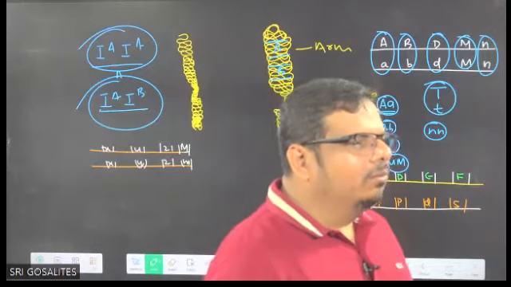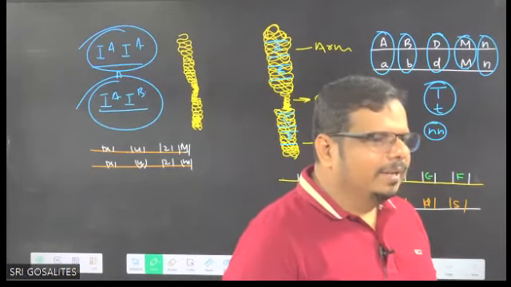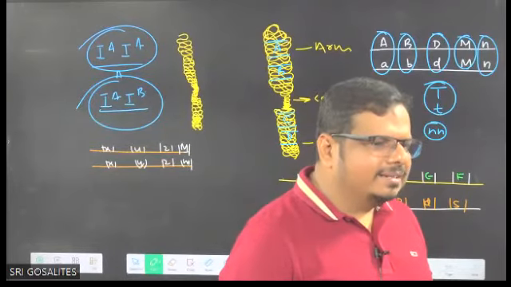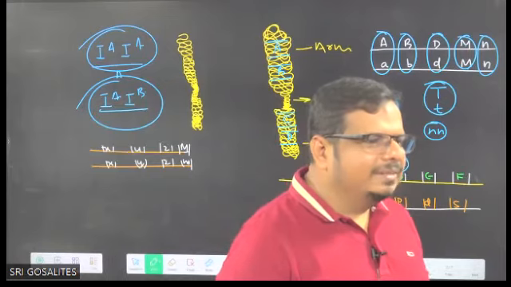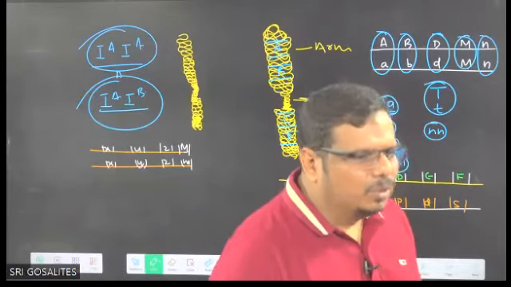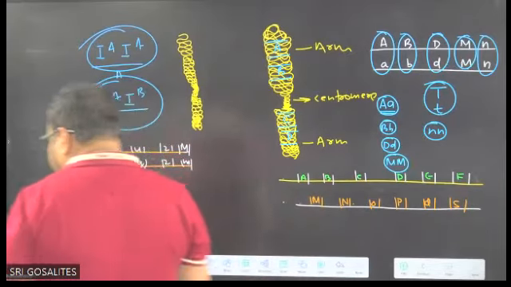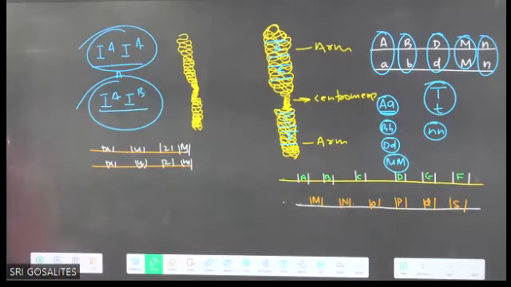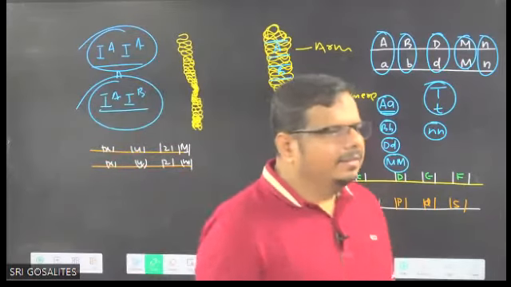So you know now homozygous, heterozygous also. When both the alleles of a gene are the same, it is homo. When both the alleles of a gene are different, it is hetero. Now I am moving ahead. Okay? See the things.